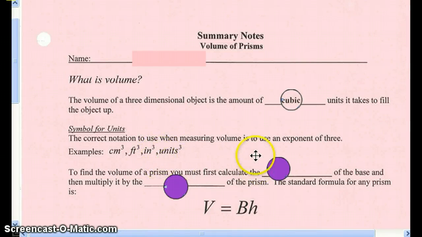To find the volume of a prism, you must first calculate the area of the base, and then multiply it by the height of the prism. So here we have the standard formula for any prism.